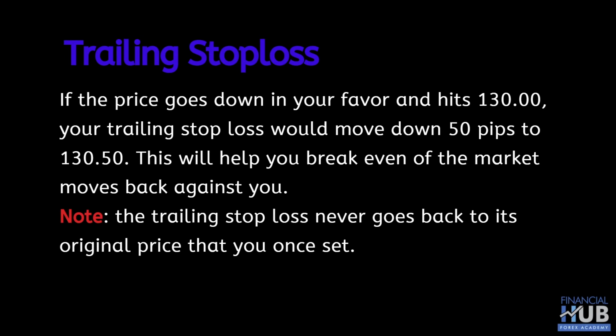So if the market moves 50 pips down and you had kept a 50 pip trailing stop loss, the stop loss will move in line with that to the 130.50 level where your original entry was. This will help you break even on the market if the market moves back against you. So the trailing stop loss helps you move your stop loss as well when the market is moving.